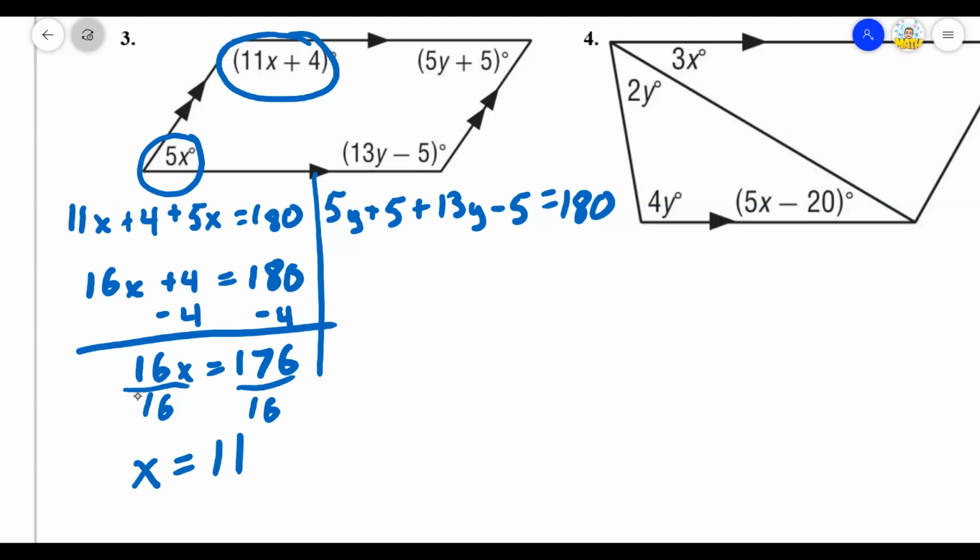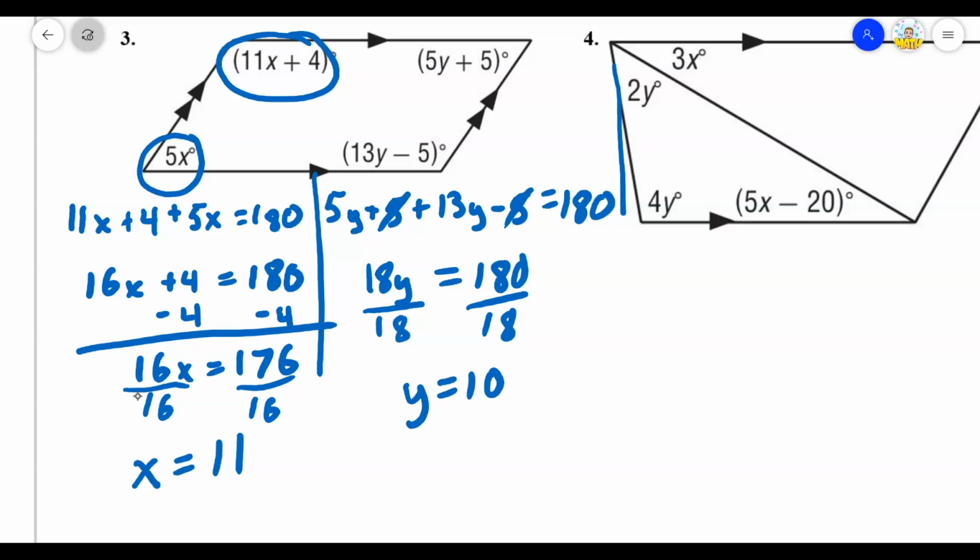We combine like terms here. We have 18y. The plus 5 minus 5 conveniently will go away. They just subtract out. So 18y equals 180. We'll just divide by 18 and find that y is equal to 10.